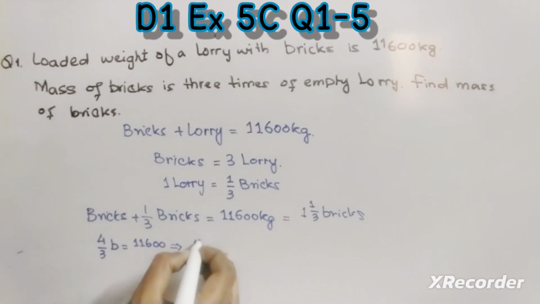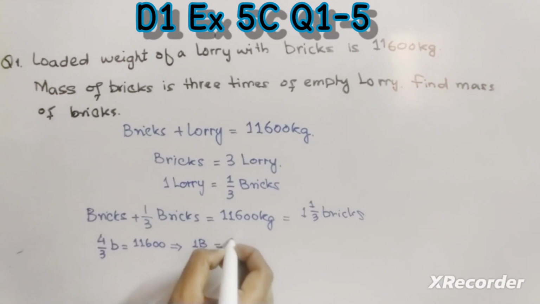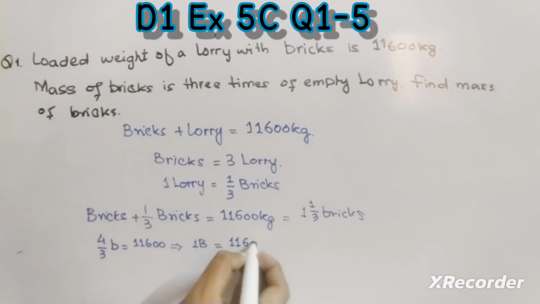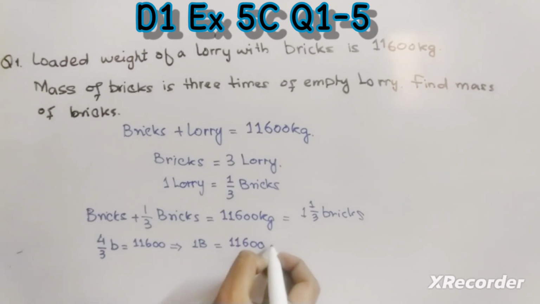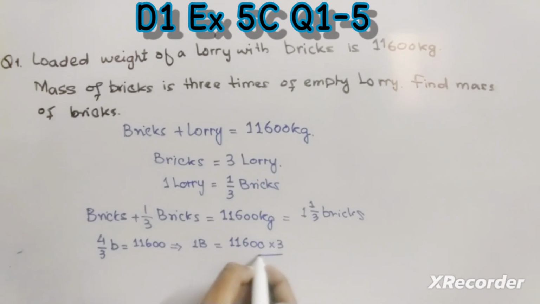So to find the mass of the bricks, we can multiply like that. 1 bricks is equal to 11,600 multiplied by 3 and divided by 4. So we get the answer 8,700 kgs. So the mass of the bricks is going to be 8,700 kgs. That is our required answer.